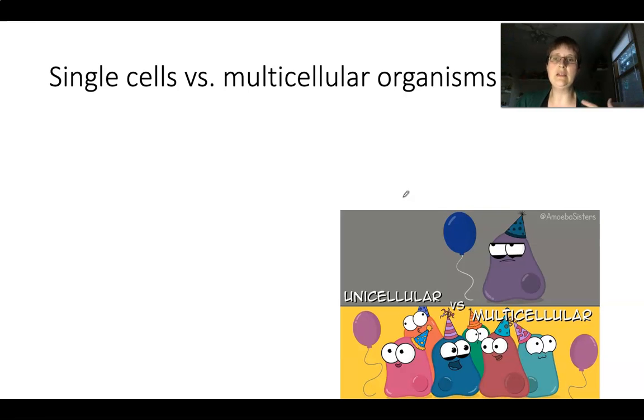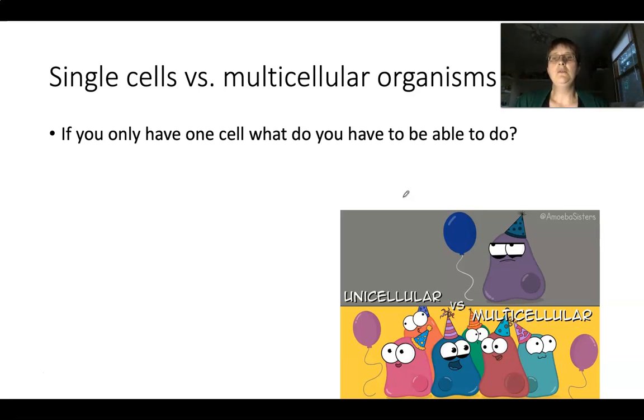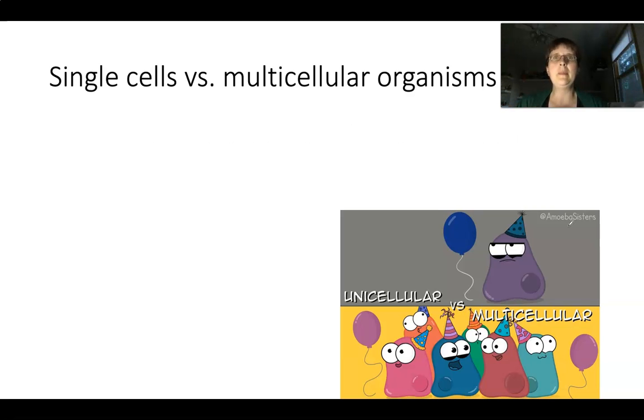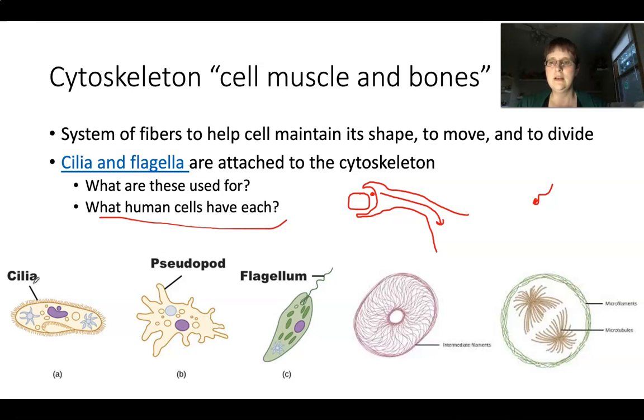So let's talk a little bit about single cells versus multicellular organisms. So let's think about it. If you have only one cell, what do you have to be able to do? You take a look at these guys down here. Who's having a better party, right? I mean, if you are a single cell, like one of those single cell organisms, like a paramecium or an amoeba, if we flip back, if you're one of these guys, so that's why I said cilia. This is a paramecium, this is an amoeba, this is what we call a euglena.